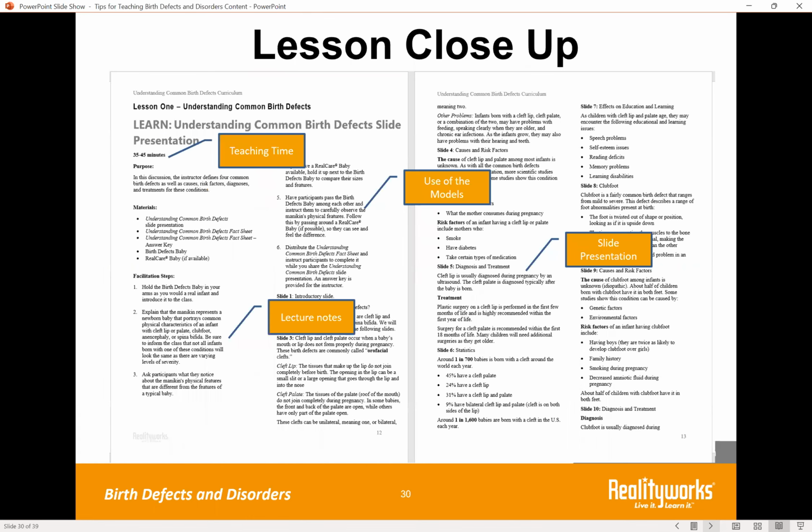And here's a closer look at a typical lesson. We identify always the teaching time each portion of the lesson will take. We've got the slide presentations, and it says slide by slide. It will give you lecture notes that go with the slide, and then it will always identify when you should use the models during the lesson. So it made it very easy and intuitive.